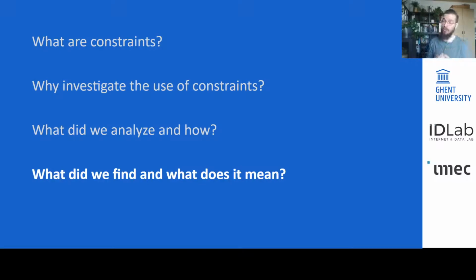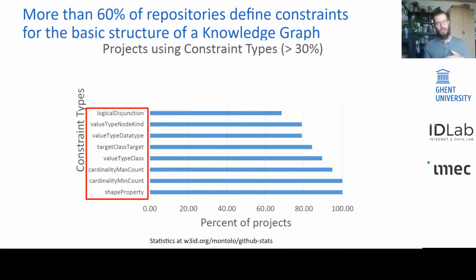So the most interesting part now: what did we find and what does this mean for you? So we found that more than 60% of the 19 repositories define constraints for the basic structure of your knowledge graph. So the cardinalities of properties, the data types and classes of their values, or even logical disjunctions, like it has to be either data type A or class B or whatever.